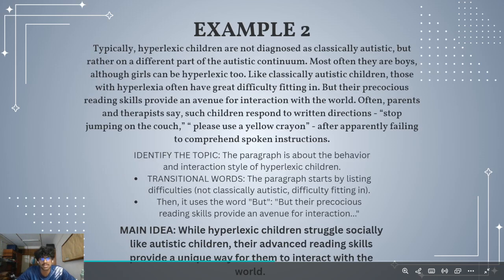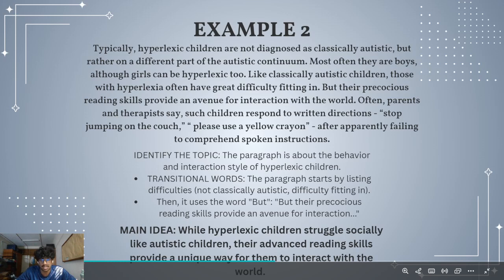This is another paragraph from the same passage. So let us identify the topic. The topic of this paragraph is about the behavior and interaction style of hyperlexic children. So here there are transitional words.